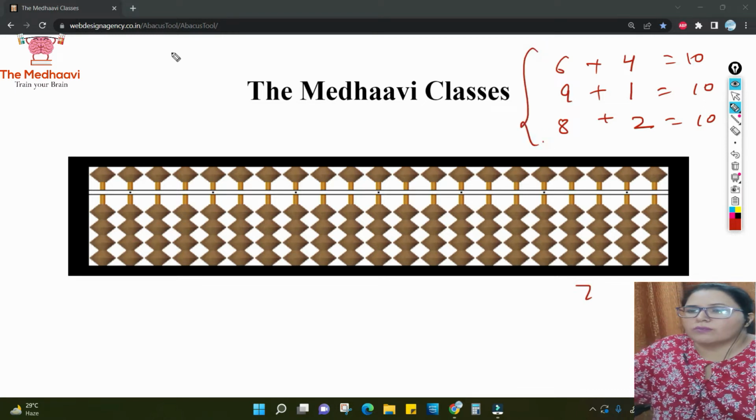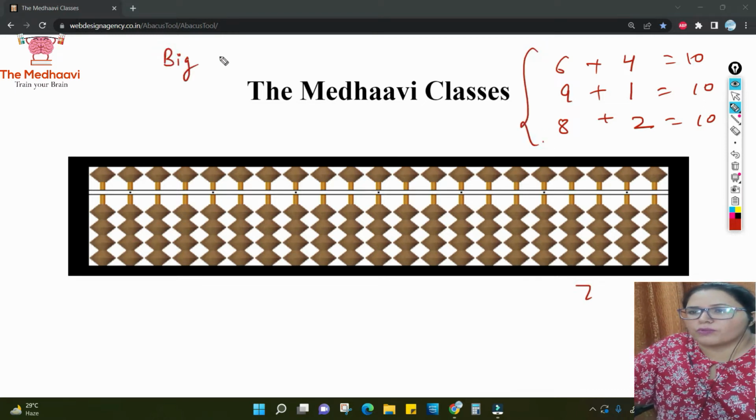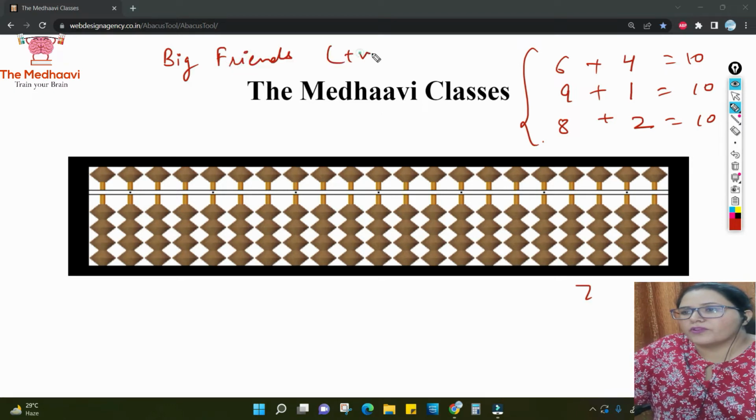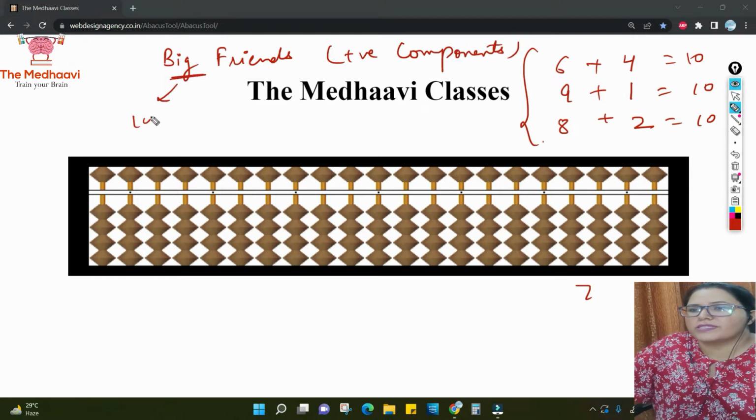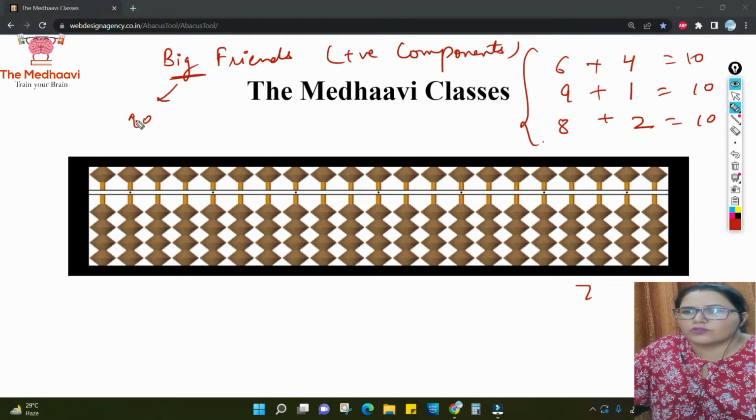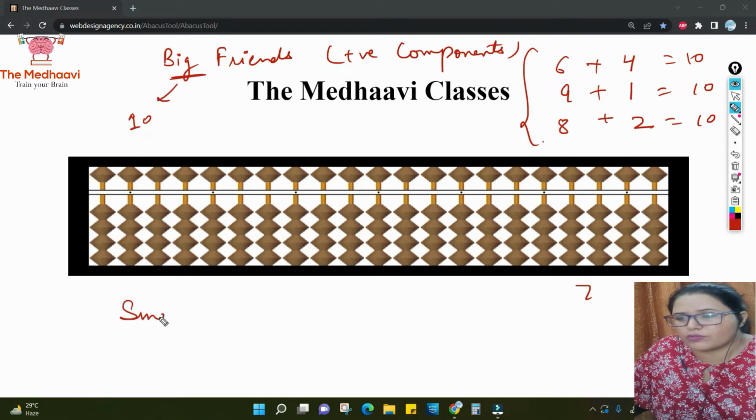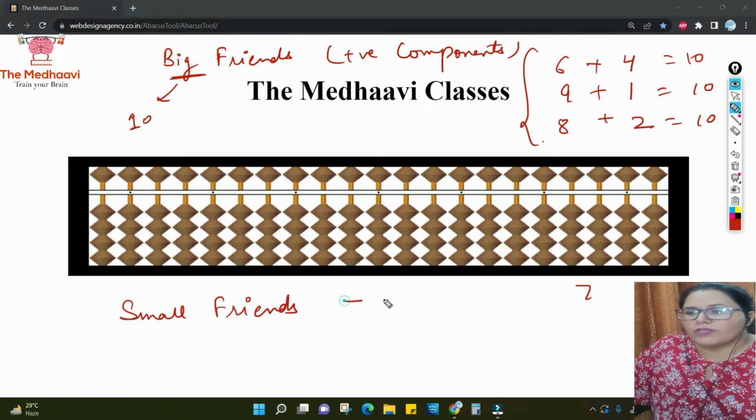So अभी तक हम लोगों ने big friends positive components पढ़े हैं. Big friends positive components. Big friends means where the base is 10, because later on we are going to learn about small friends also, where the base will be 5.